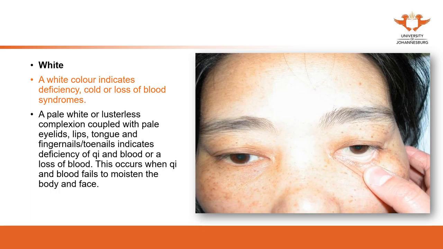A white color indicates deficiency, cold or loss of blood syndrome. Why do these different colors represent different coldness or heat? That's because white is a cool color. The red or the orange is a warm color. So that's yin and yang, again goes to yin and yang. A white color, apart from the face, you can see from the eyes, as you can see from this part. It's pale. So this patient actually has anemia.